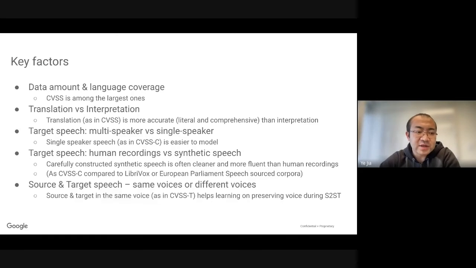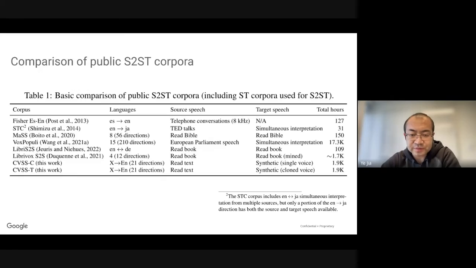There are a few key factors when we are designing a speech-to-speech translation corpus. The first one, of course, is what languages are covered and what is the amount of the recordings. So CVSS is among the largest ones in this table, with VoxPopuli the only one being larger than CVSS.